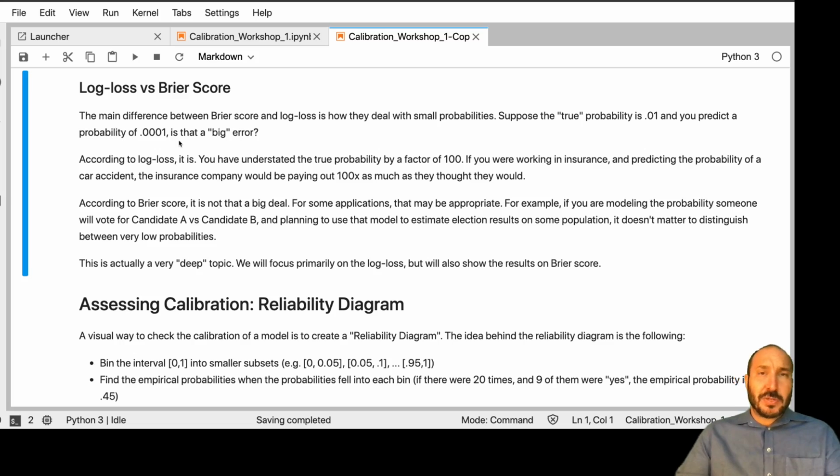But for Brier Score, that's not a big deal. It's 0.01 minus 0.0001, squared. So it's really a tiny error. So for some applications that might be appropriate.